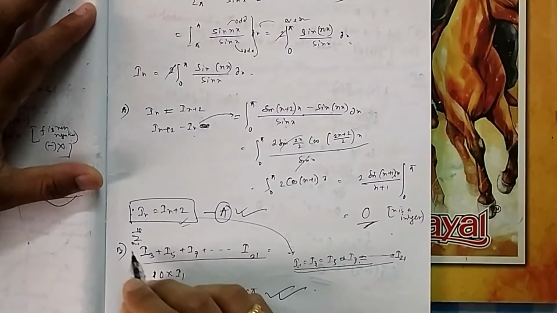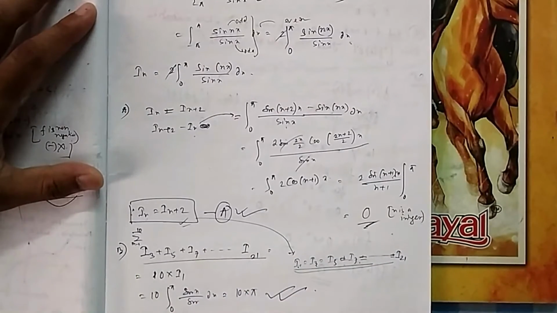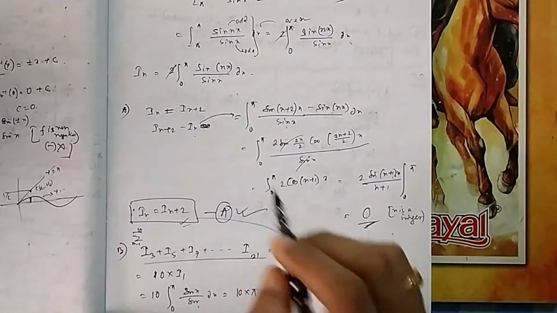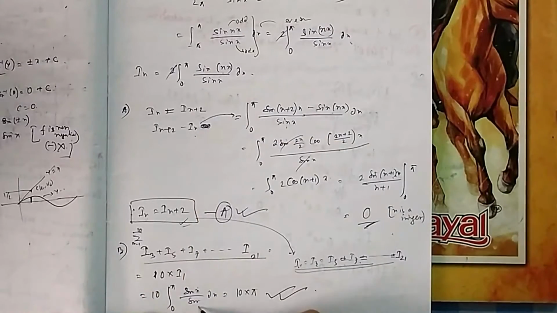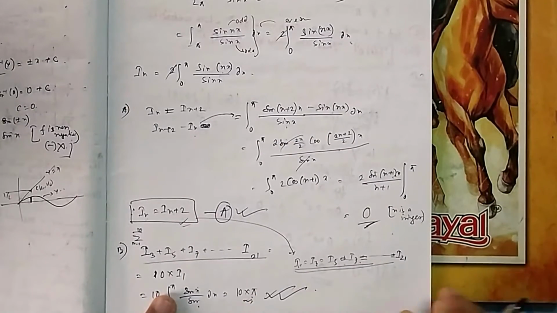How many I1 are you adding? 10, because there are 10 terms. So 10 into I1. What is I1? It is sin x by x with n equal to 1. So the integral of sin x by x is 1, which means the answer is pi. So it is 10 pi. Therefore option B is also correct.